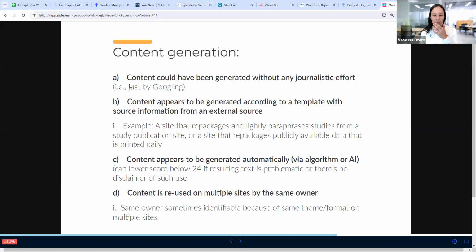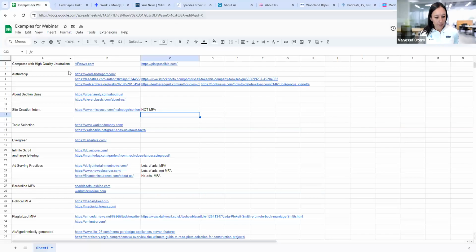The content generation. All right, this is really ramping up these days, especially because of generative AI. So in general, the kind of content that we see could have been created without any journalistic effort, like just by Googling stuff. It's not false information, it's not misinformation. If it's just stories about celebrities, it's real, but it doesn't require any journalistic effort. Sometimes content can be generated according to a template with source information from an external source. Let me show you some examples of that.